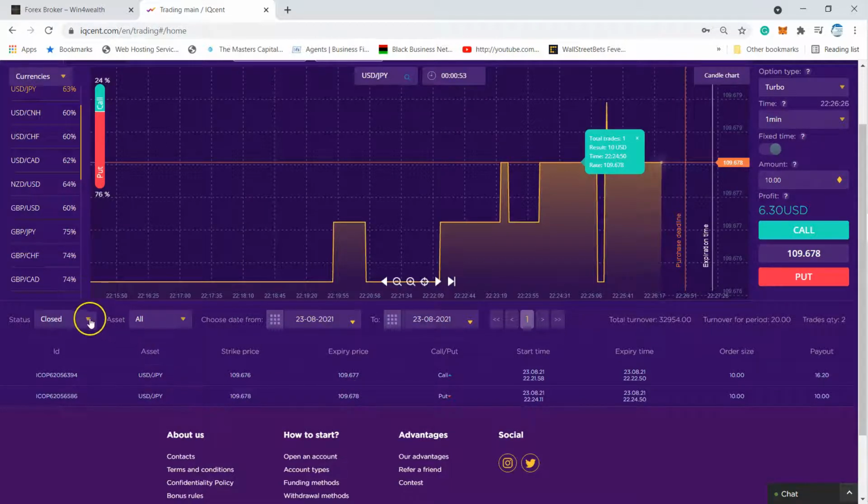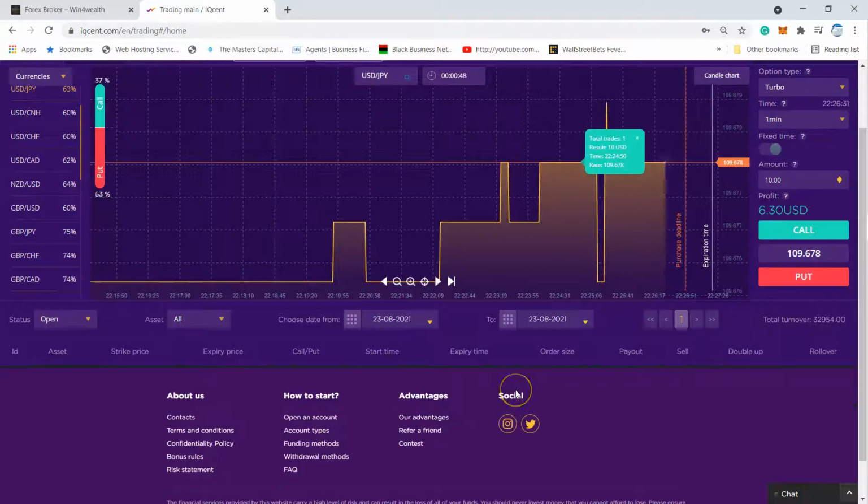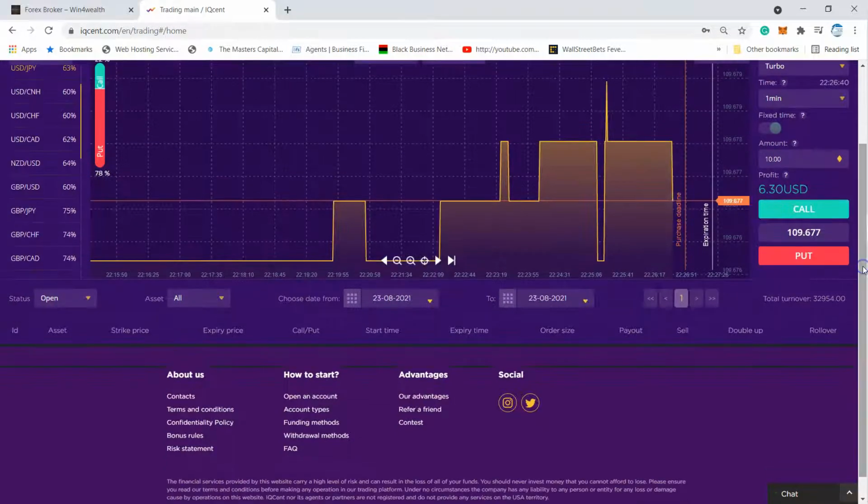Now, that's closed. So we want to look at open, because open, we're going to be able to do the next part where we're going to talk about rollovers and double ups. So for a rollover, let's look at this. We're going to take another trade, and let's take this for a call.